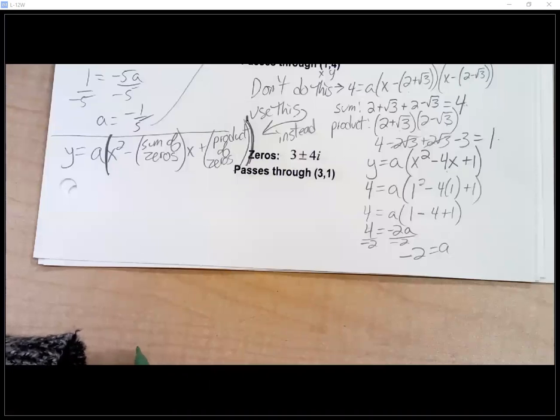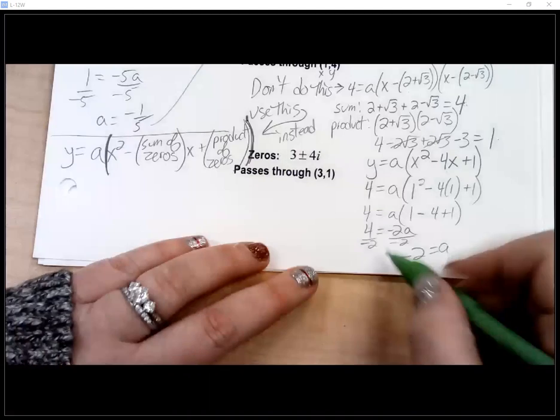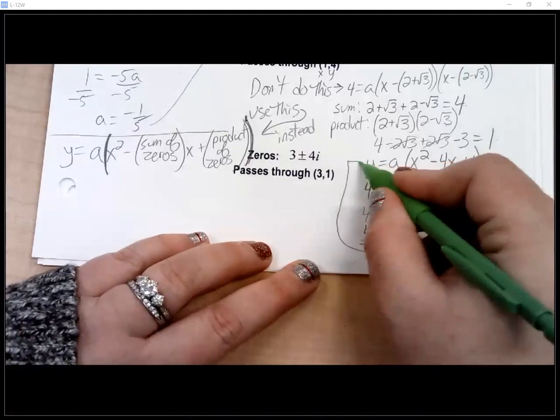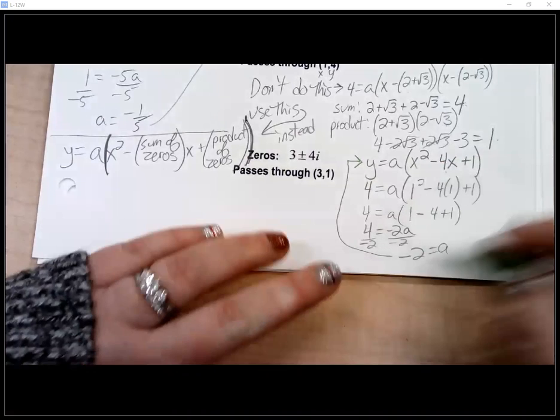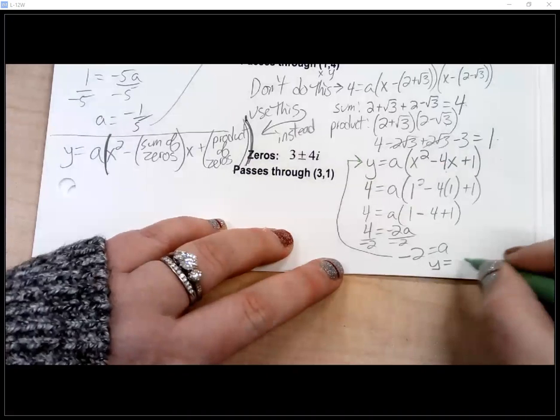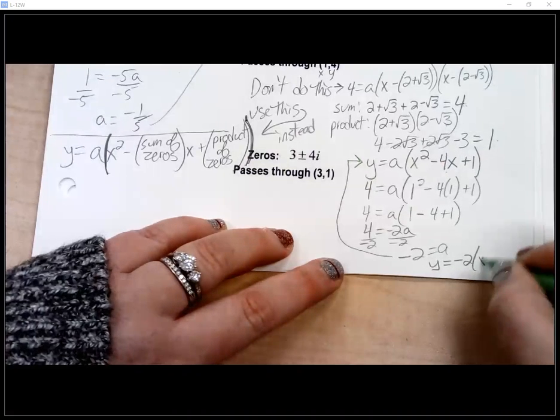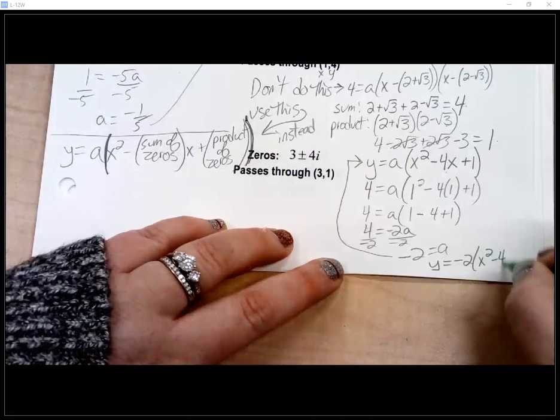So now I'm ready finally for the last step. I'm just going to have to pop in what A is. You can actually go right back to this step right here. Just replace A with what I now know it is. So my final answer, y equals -2 times x squared minus 4x plus 1. And I'm done.